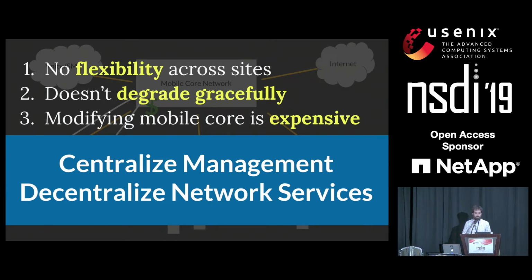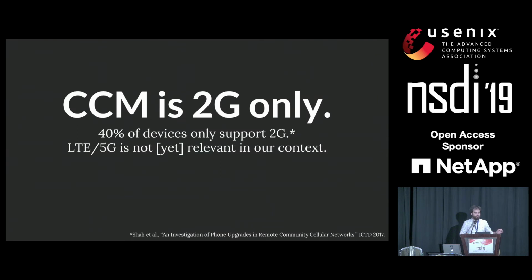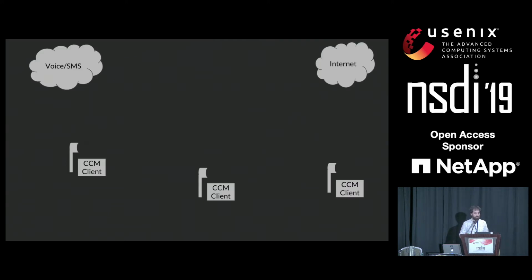So before I go on, I just want to highlight, I'm going to talk about voice and SMS a lot because CCM is 2G. And from prior work, we know that in these rural communities, the plurality of devices that people use only support 2G today, and LTE and 5G and more recent technologies simply aren't relevant yet. Though we'll talk about how our work can extend to those towards the end.